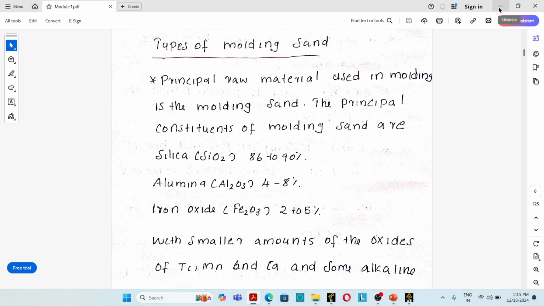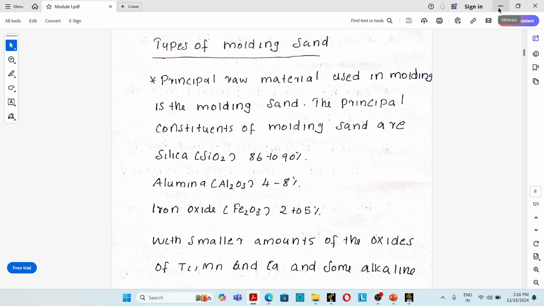Hi, this is the second class of manufacturing process, module 1. Last class, we discussed the basic concepts of manufacturing process. What is the difference between cold working and hot working process? What are the main components in a sand casting mold? And what are the steps in a sand casting process?